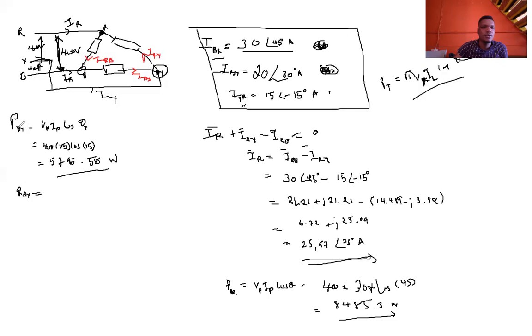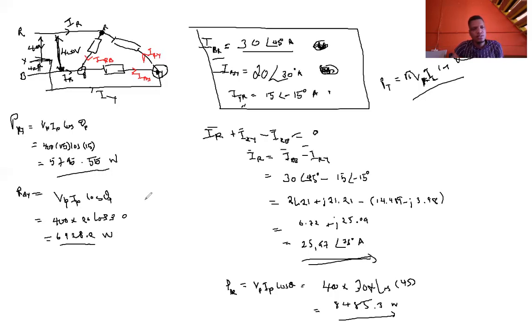Then the power loss in the phase BY. Okay, this was RY. It is the same phase voltage, cos theta of that phase. So we're going to have 400, since it's the same, times the current now is 20 cos 30. That gives us 400 times 20 times cos 30. That gives us 6928.2 watts.